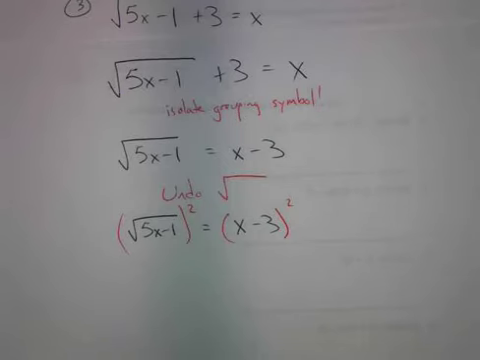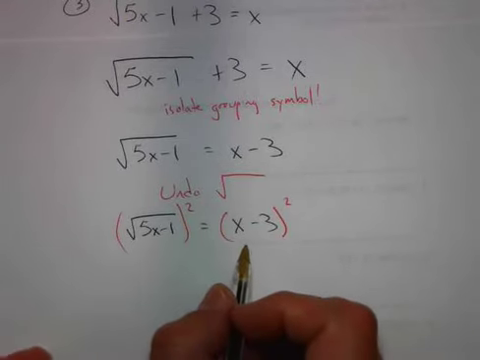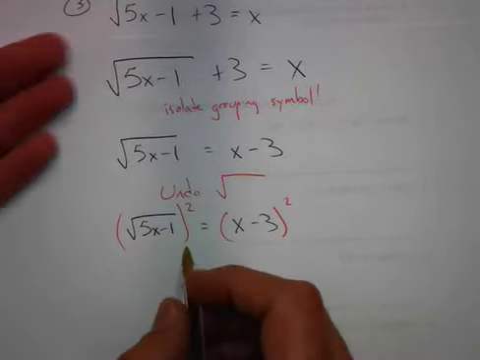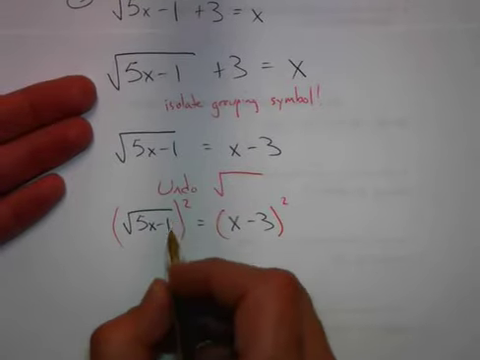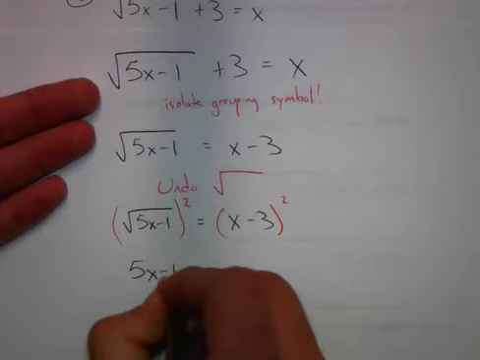And yeah, that's what it's going to take. So we're going to undo the grouping symbol by raising both sides to the second power. So far, so good, I hope. If not, hit pause and go back and try it again. Anywho, undoing the square root is going to leave us with 5x minus 1.